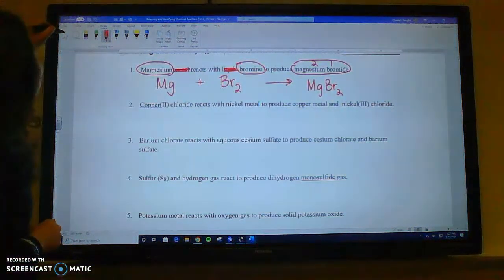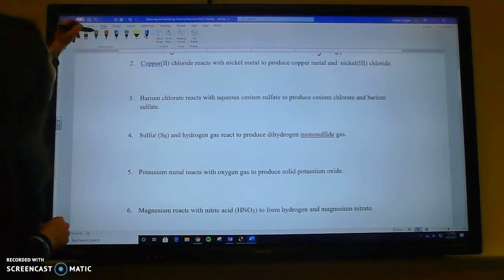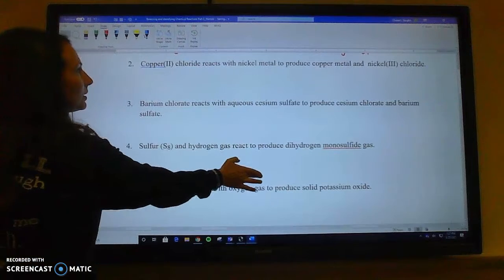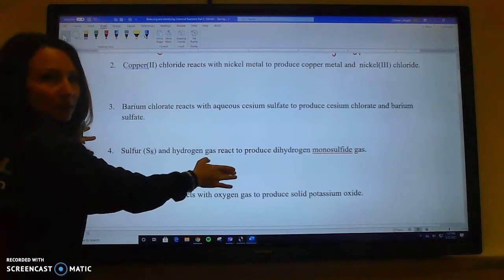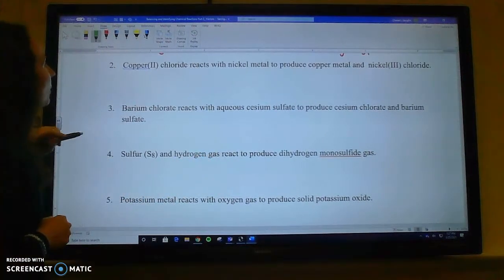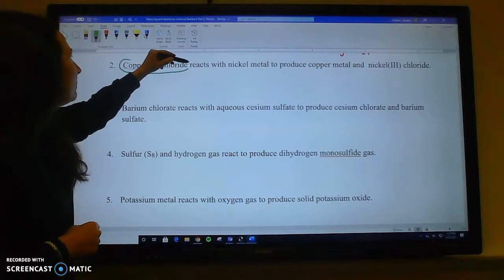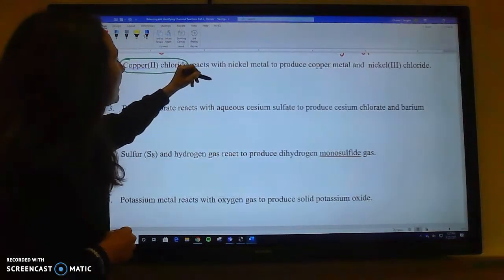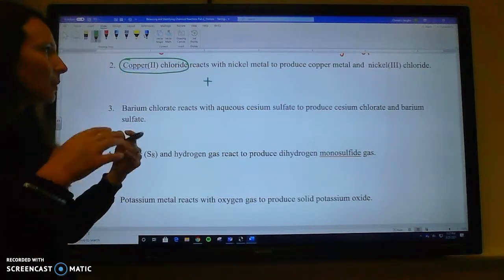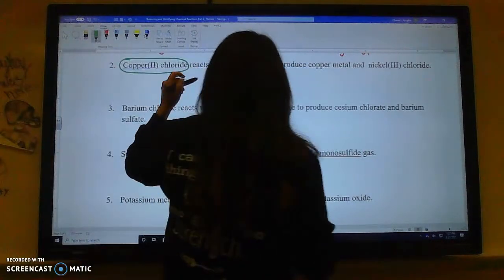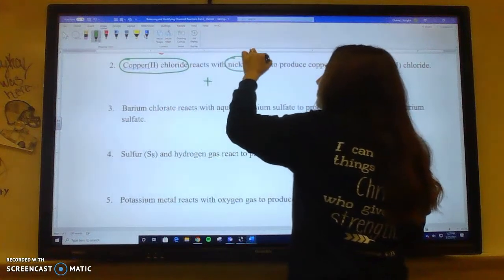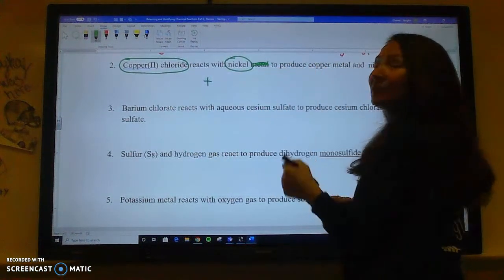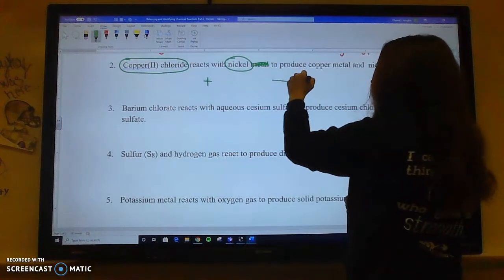All right, so let's try the next one. Let's go to number 2. So I'm going to scroll up and make sure we can see this on the video. I'm going to make this just a tad bigger because it looks a little tricky to see. All right, so we have copper 2 chloride. That's one name. Reacts with, what do we make for reacts with? A plus sign. Okay, so it's reacting with another reactant. Nickel metal. So we have nickel. The metal part is just what state of matter it's in. To produce. Now, that's our arrow.